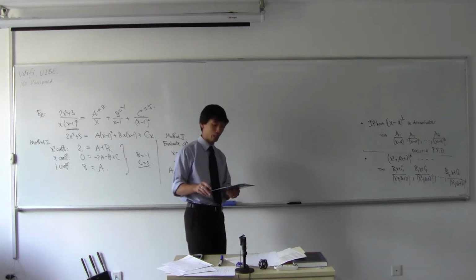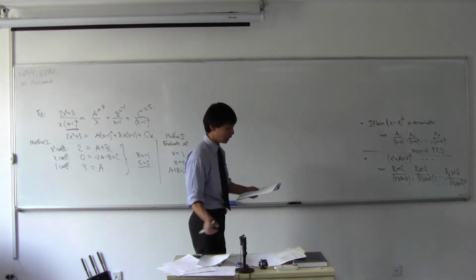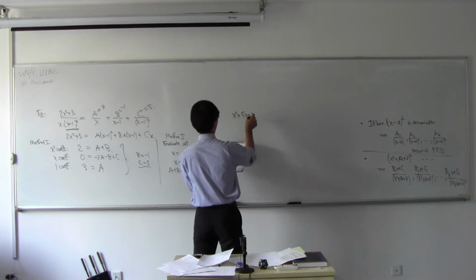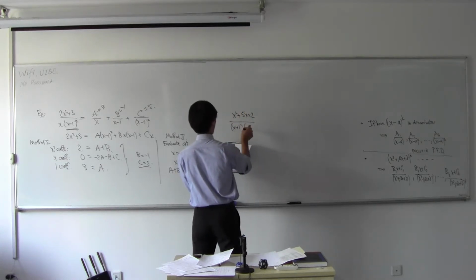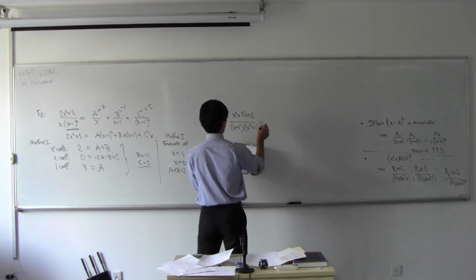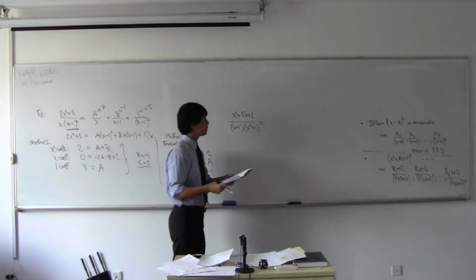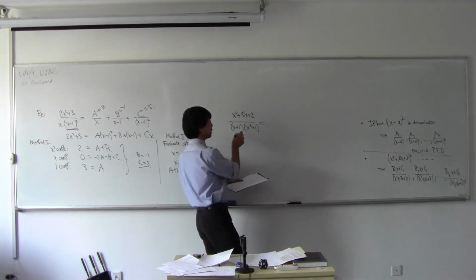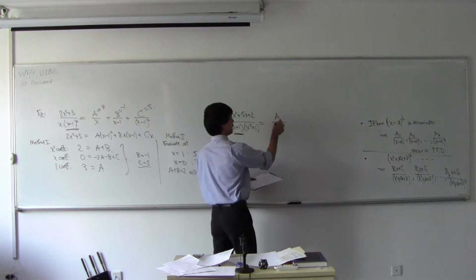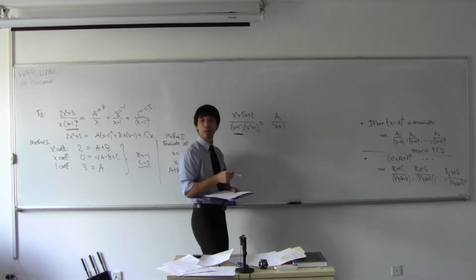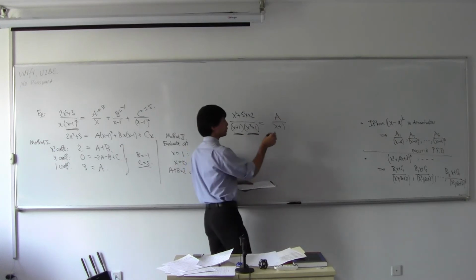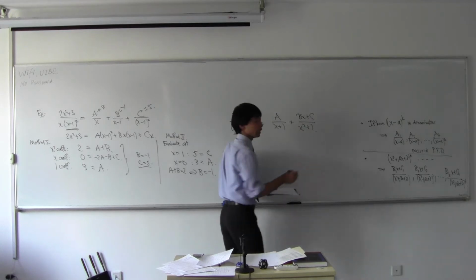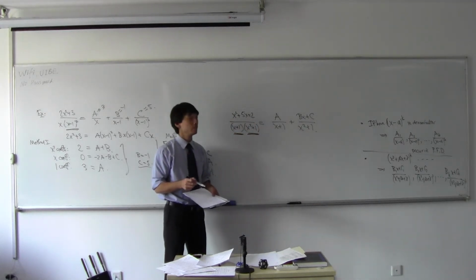Okay, I've gone past the time, but let me just put up the form, and I'll let you figure out the coefficients on your own. If I have something like this, what's the form going to look like? Well, I've got this linear term, so it'll be a constant over that linear term. I have an irreducible quadratic term, so I'm going to have a bx plus c over that quadratic term. And that's the end.